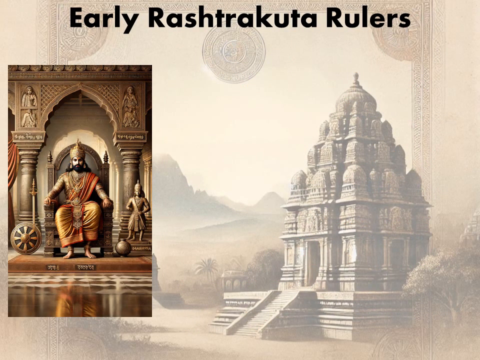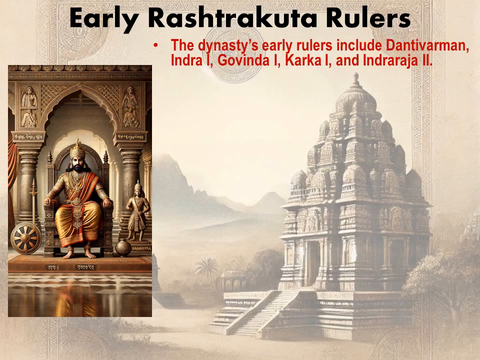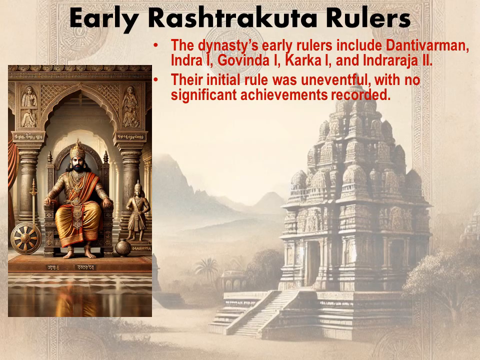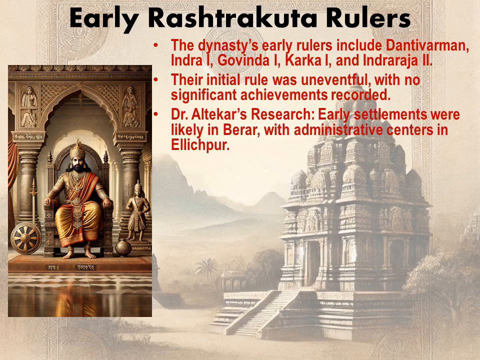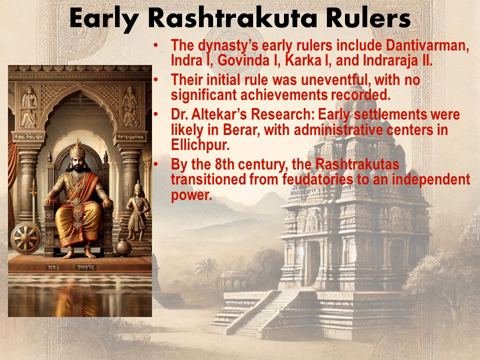Early Rashtrakuta rulers. The dynasty's early rulers include Danti Varman, Indra I, Govinda I, Karka I, and Indra Raja II. Their initial rule was uneventful, with no significant achievements recorded. Dr. Altekar's research: early settlements were likely in Berar with administrative centers in Elichpur.